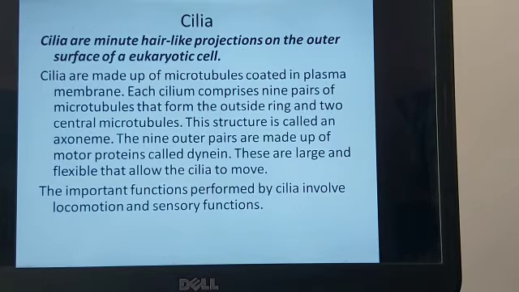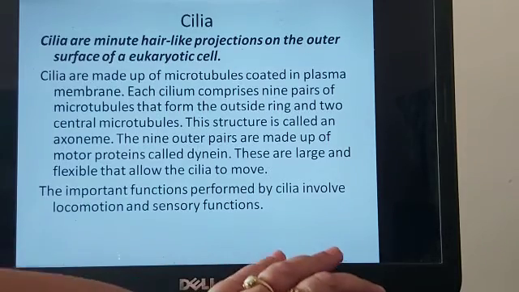Cilia are made up of microtubules coated in plasma membrane. Each cilium comprises 9 pairs of microtubules that form an outside ring and 2 central microtubules. That is, 9 tubes are present in the outermost circle and 2 tubes are present in the inner circle. This arrangement is called the 9+2 arrangement. These are made up of a protein called dynein, and the cilia are very flexible and that allows movement. The importance of cilia is that it helps in locomotion as well as sensory function.